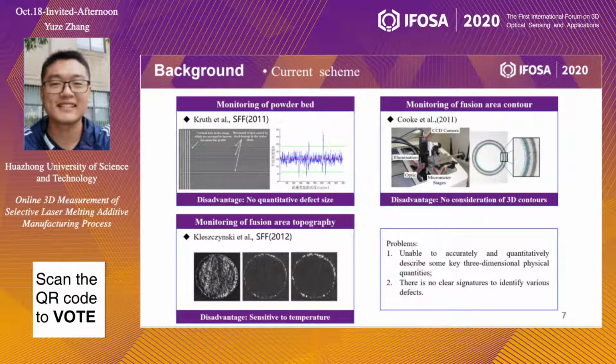Many researchers around the world are trying to study online measurement of PBF process, but they have several common problems. Firstly, most researchers use a single camera for measuring, so it's impossible to reconstruct 3D data. Secondly, there are no clear signatures to identify various defects.